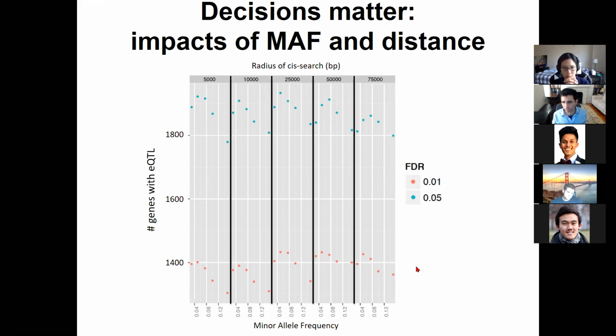Is everybody with me here and sort of what we're looking at here? So what we're basically asking is, how is the threshold that I'm using for the minor allele frequency influencing my overall power? And we're measuring that power based on the number of genes that have an eQTL.